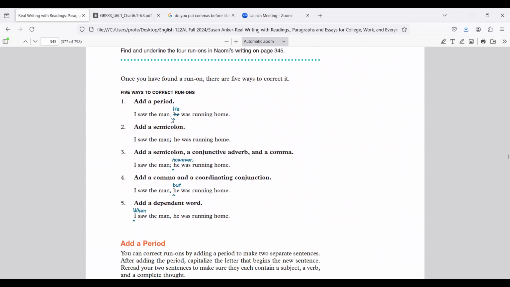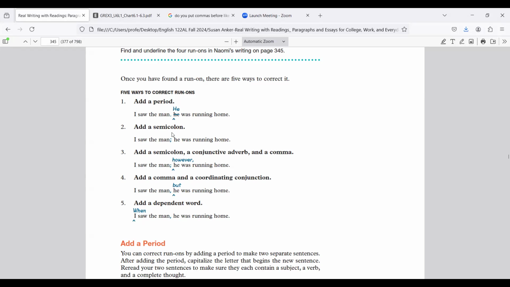You can add a period. That's the easy way. You see that you have a run-on. I saw the man, he was running home. We have a subject, a verb, and a complete idea. Here we see we have a subject, verb, and complete idea. Put a period. That's fine.